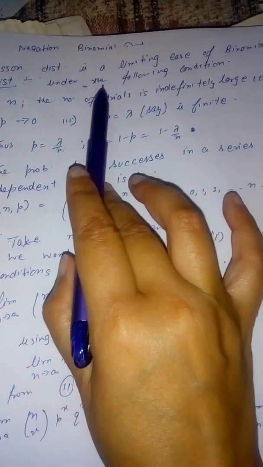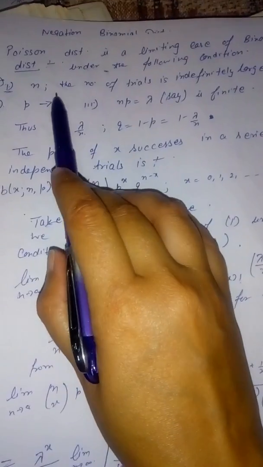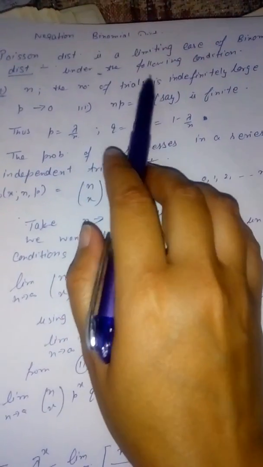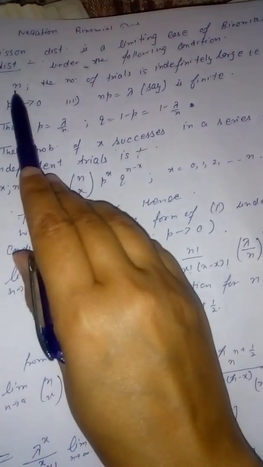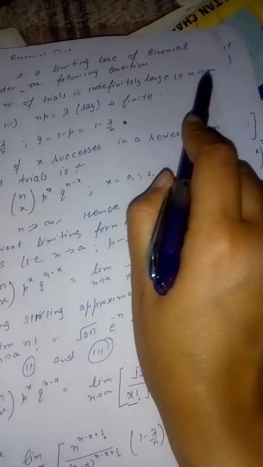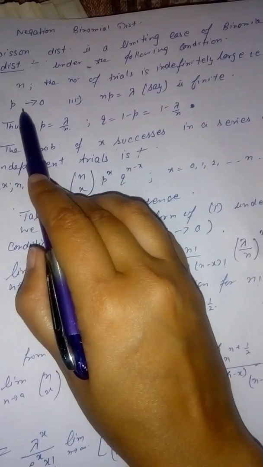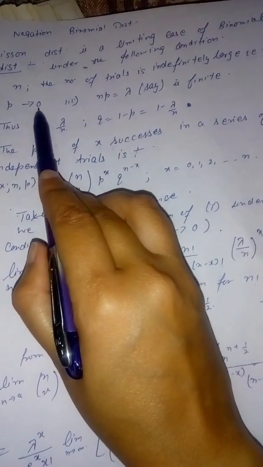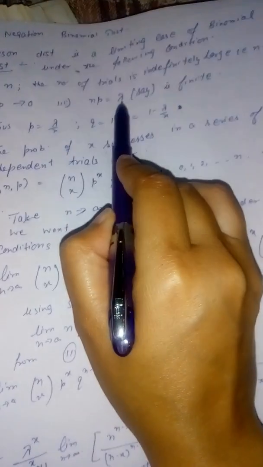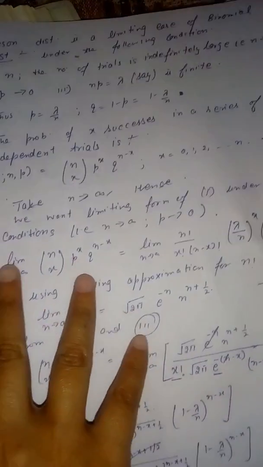The theorem is: Poisson distribution is a limiting case of binomial distribution. In this theorem, we prove that if we take limits on the binomial distribution, then it converts into the Poisson distribution. So if we take n approaching infinity, that means the number of trials is large and the probability of success at each trial is very small, approaching 0, and take np equals lambda, then binomial distribution tends to the Poisson distribution.